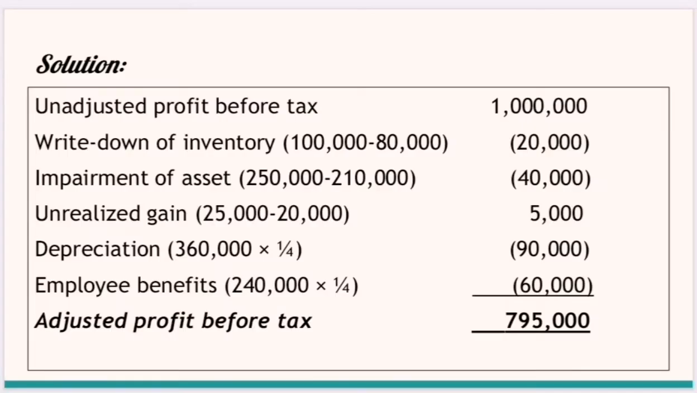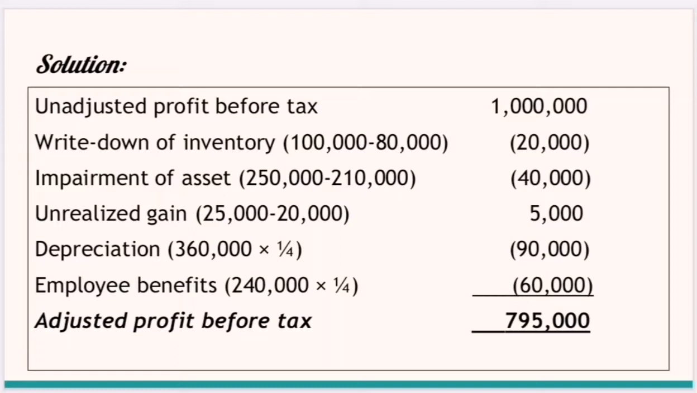So here's the solution for the computation of the adjusted profit before tax. The first thing we have to do is to deduct the write-down of inventory with a total of 20,000 pesos from the 1 million unadjusted profit before tax. Same with the impairment of asset, which is a total of 40,000, will also be deducted from the 1 million unadjusted profit before tax. Unrealized gain, on the other hand, with a total of 5,000 will be added because investment in FVPL is treated as gain.